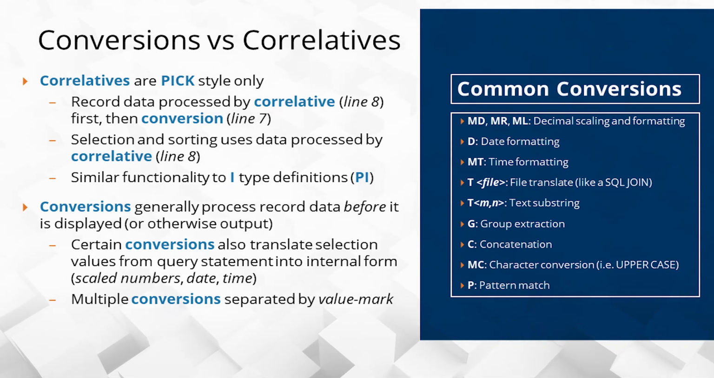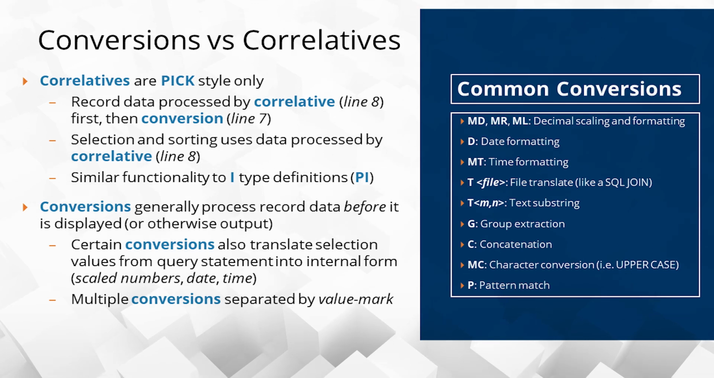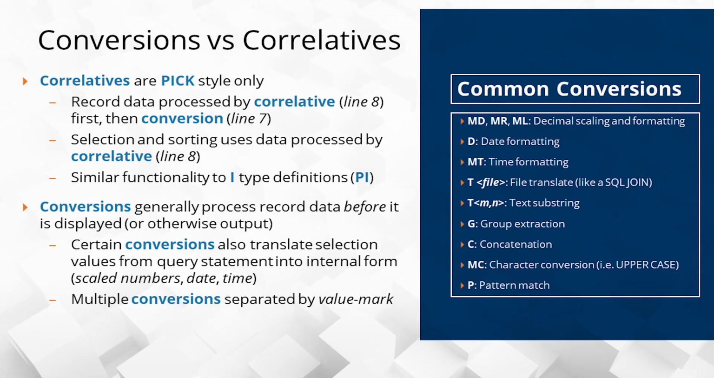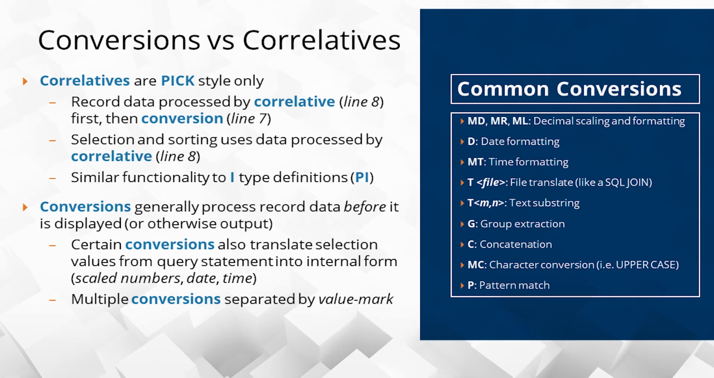The correlatives that do computations or actually change what the data is are similar to the I type of the Prime Information style dictionaries, where you can take a function and use that to actually alter the data. Conversions are usually processing some kind of raw data and converting it into a format that's nice to read. For example, putting commas in a decimal number in the thousands positions, or converting an internal date, which is usually just a number, into a string you can read.